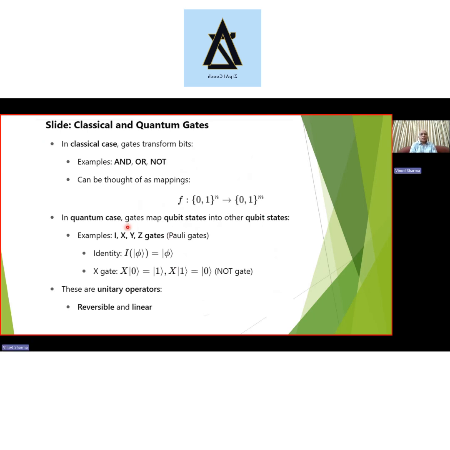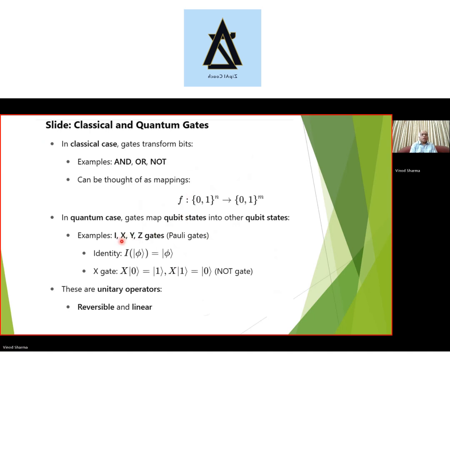In the quantum case, the gates map qubit states into other qubit states. This corresponds to the classical case where the gates map bits into bits. Here, quantum gates map qubit states into other qubit states. Examples for one qubit are the I, X, Y, Z gates. These are called Pauli gates. These compare to the classical case, where AND, OR, and NOT were the gates.